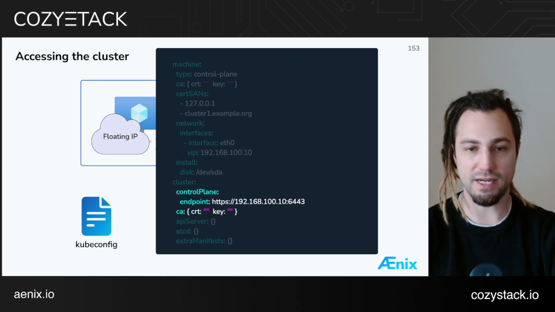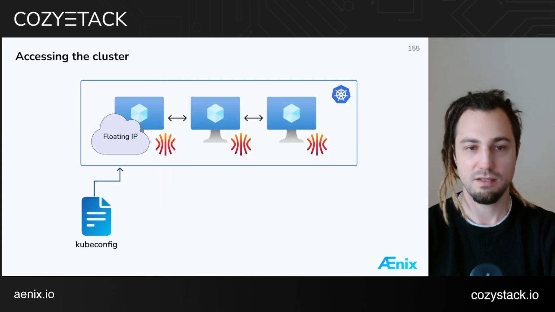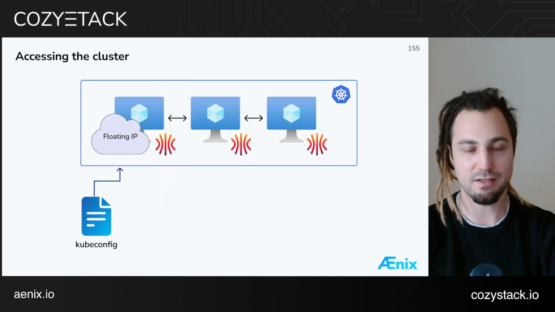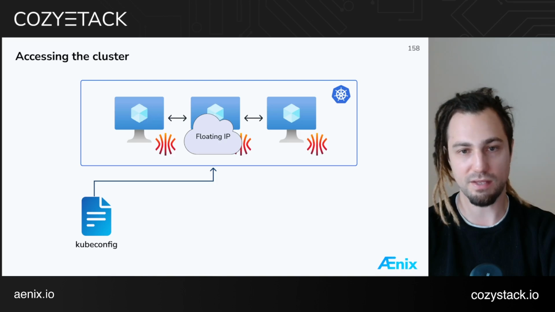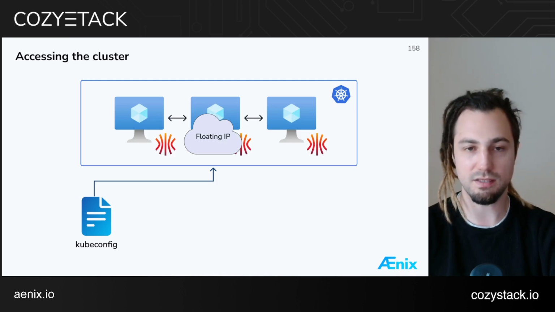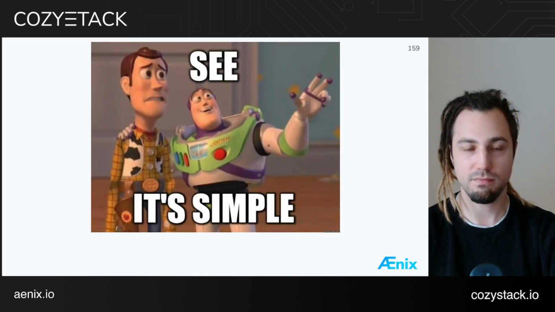So in your kubeconfig, you can have this virtual IP address specified. So if you access your cluster, you will always go through this floating IP address. It will be moved automatically every time you put your node into maintenance or reboot, so your cluster will continue to be available. Seems pretty simple. That's probably it.